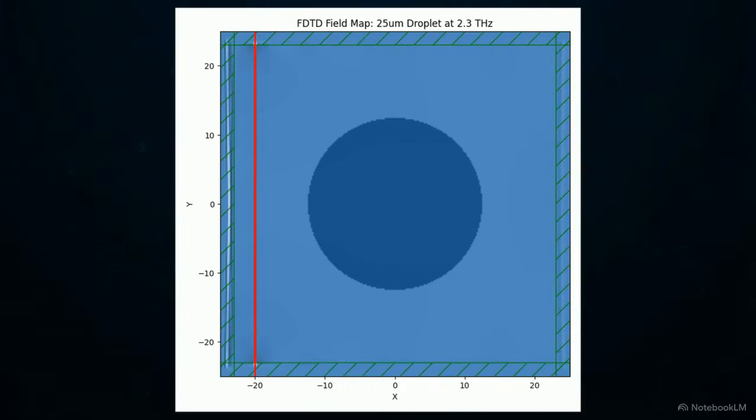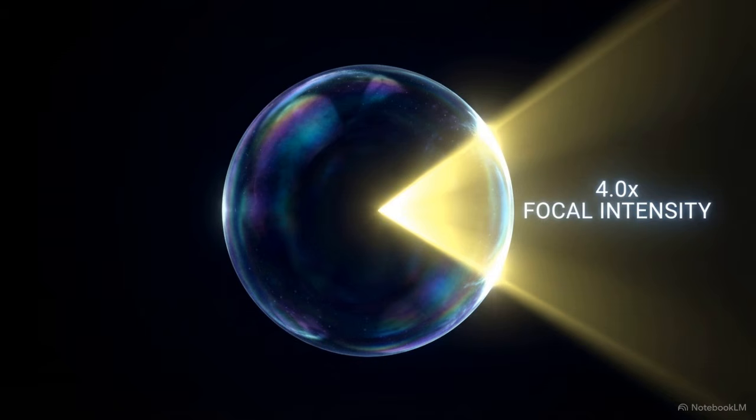This computational FDTD field map simulates how waves interact with the 25-micron droplet at 2.3 terahertz. The dark region at the right interior edge shows the localized intensity at this hotspot is exactly 4 times higher than the ambient energy. Physicists call this localized field concentration a photonic jet.